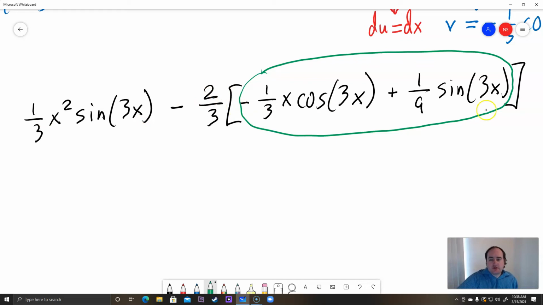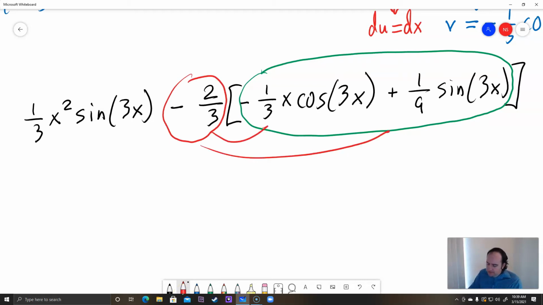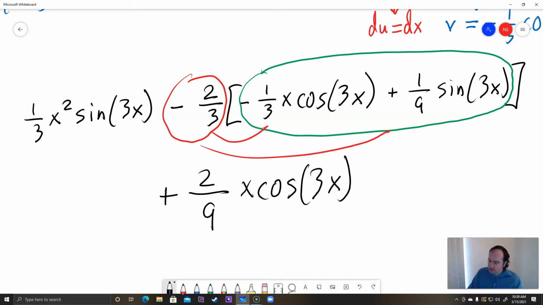So here we're going to distribute this negative 2/3. We're going to take this negative 2/3 and distribute it to each of those terms. Okay? And remember that you multiply fractions straight across, so you multiply the numerators and the denominators separately. So for this middle term, the minuses are going to cancel, and so we're going to get 2 times 1 is 2 on the top, and then on the bottom, 3 times 3 is 9. So we're going to have positive 2/9 times x cosine of 3x. That's for our middle term.